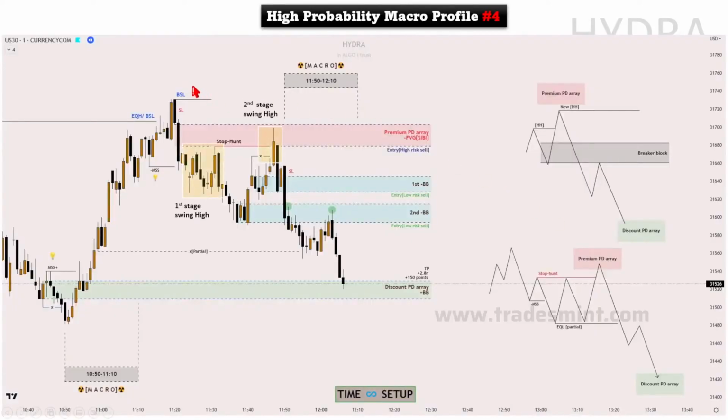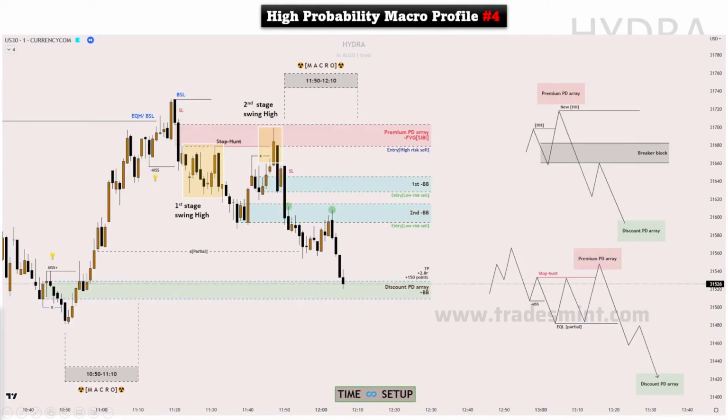So let's look at our second example. Here I put in a lot more information than I usually do in an example, so there's a lot happening. We have relative equal lows down here, unfilled fair value gaps, but what we are focusing on is the first stage swing high getting taken out by the second stage swing high. This is a bearish condition.